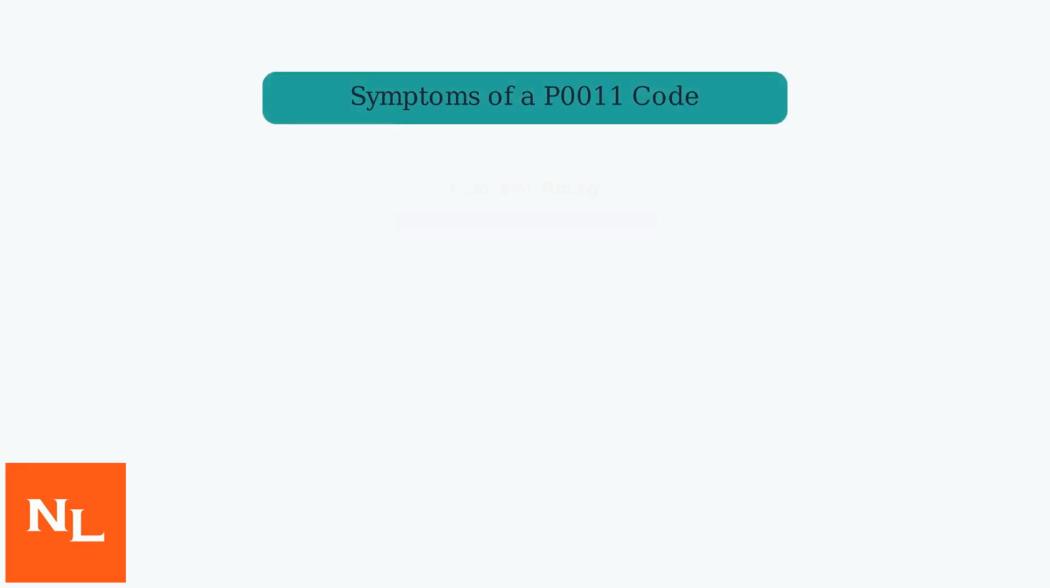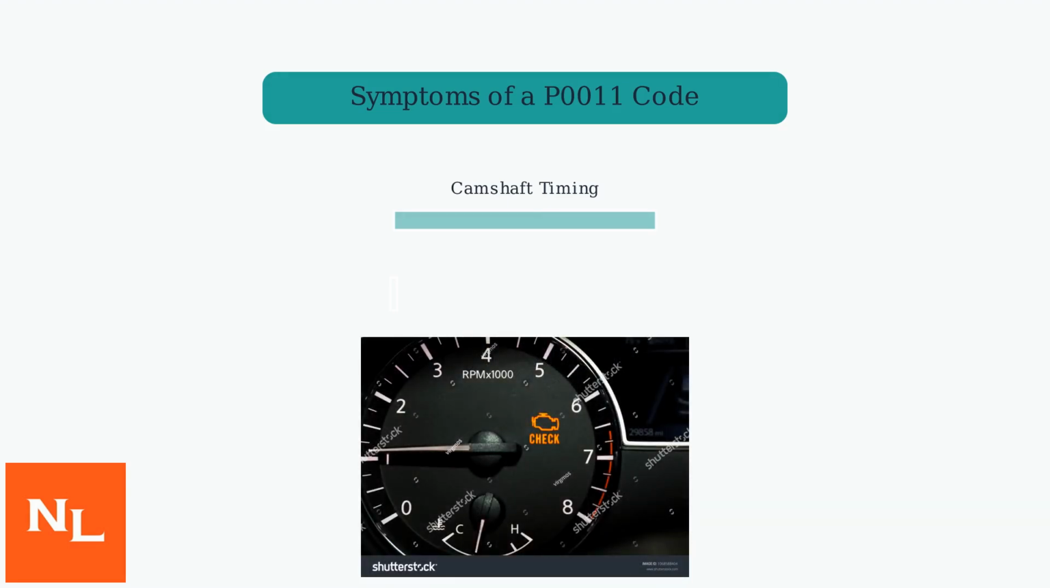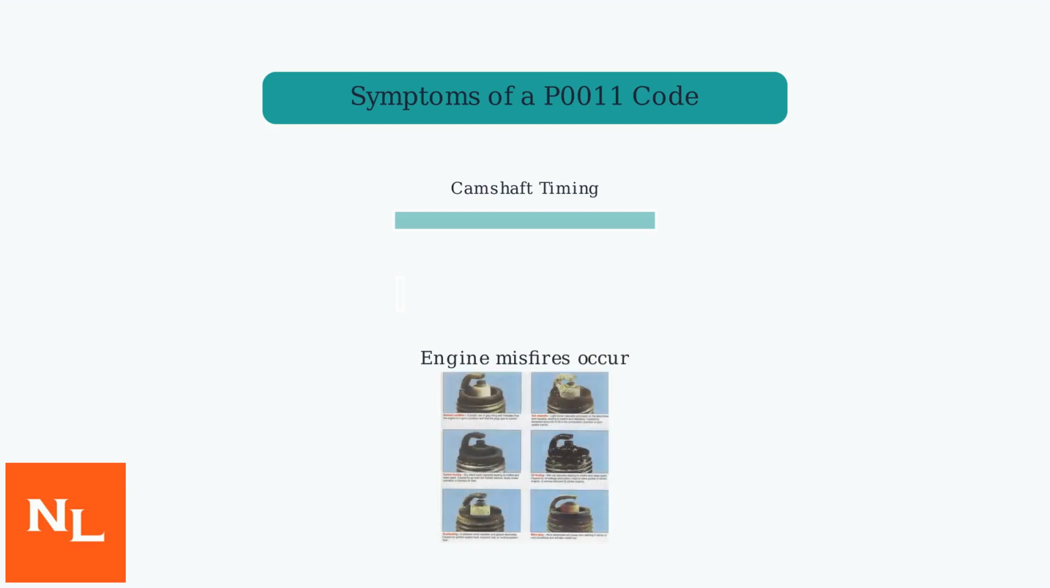When a P0011 code triggers, several noticeable symptoms can occur that indicate the camshaft timing issue. The most obvious sign is the check engine light coming on, often accompanied by a diagnostic trouble code stored in the vehicle's computer. Engine misfires may happen, especially at idle or low speeds, due to improper valve timing affecting fuel combustion.